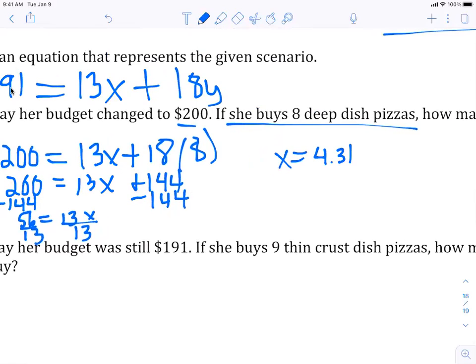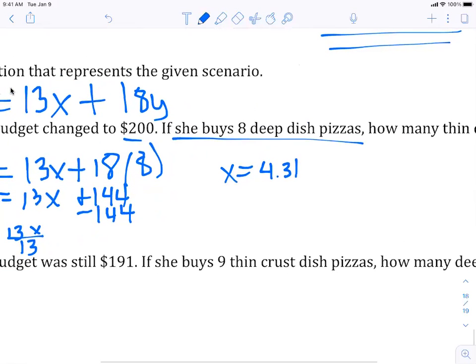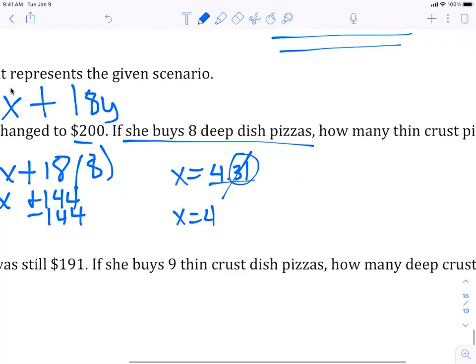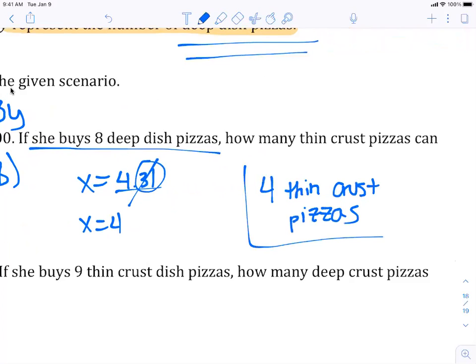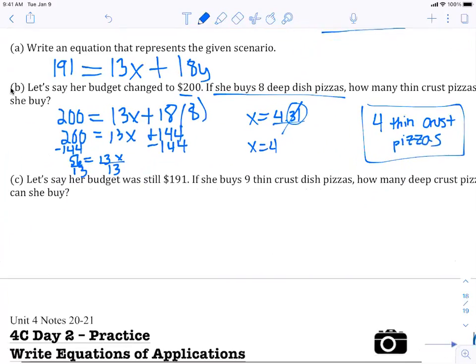And hopefully in real life you're thinking, well, Miss Hardy, is that even possible? Absolutely not. Now you're probably saying, well, how do we choose? Can she buy 3? Can she buy 5? Can she buy 4? Well, this means she can buy as many as 4.31. Now, can you buy 0.31 of a pizza? No, you have to buy a pizza or not a pizza. So for all intents and purposes, we're just going to cut off the decimals. It just means at the end of the day, she can buy 4 thin crust pizzas. Final answer, we're going to add in our units and we are done.